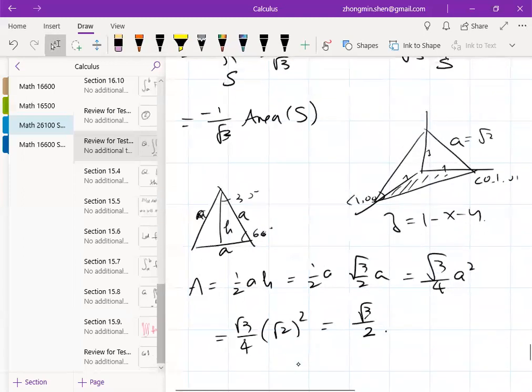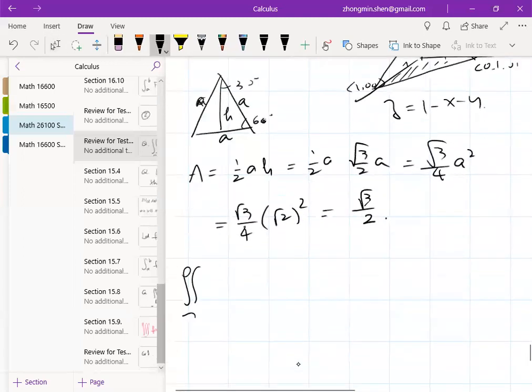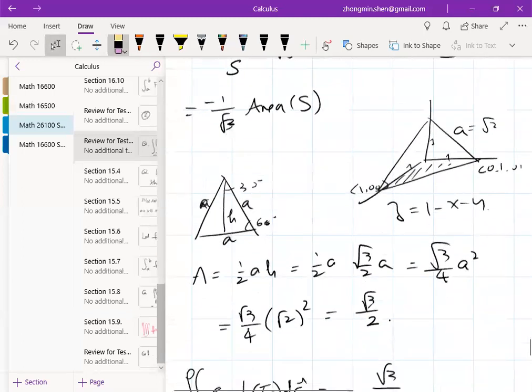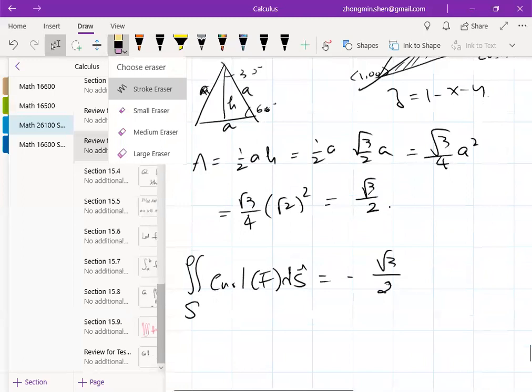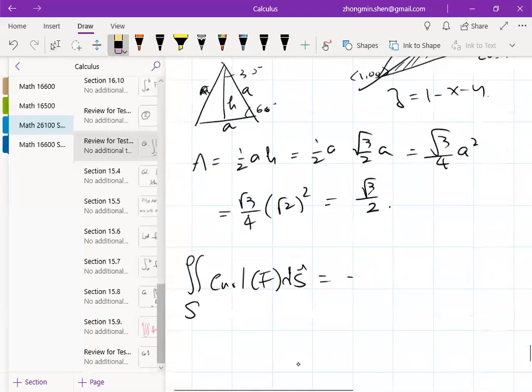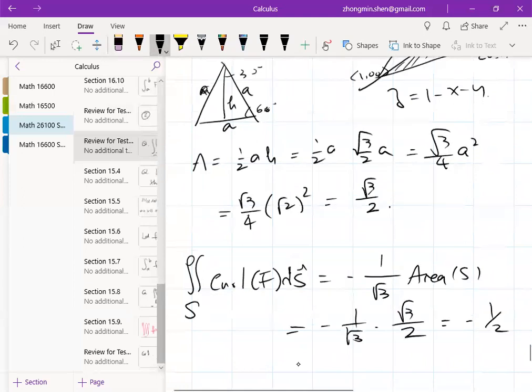When I put it into the surface integral, what I got here, oh great, you see, I already have a 1 over square root of 3, times the area of the triangle. And that's going to be negative 1/2. And that is the answer I conjectured at the very beginning.